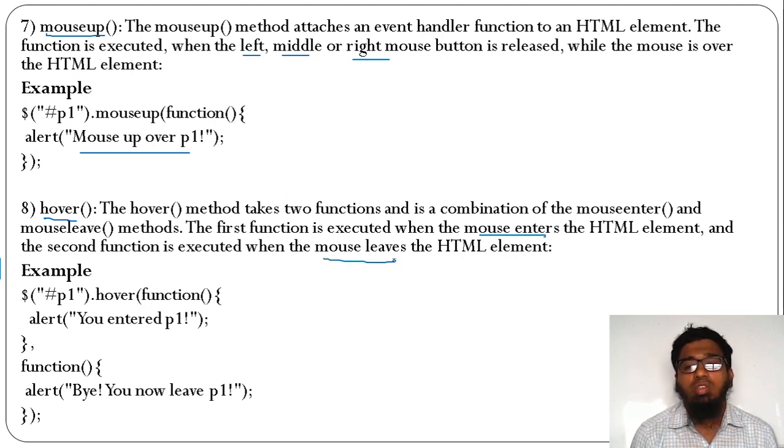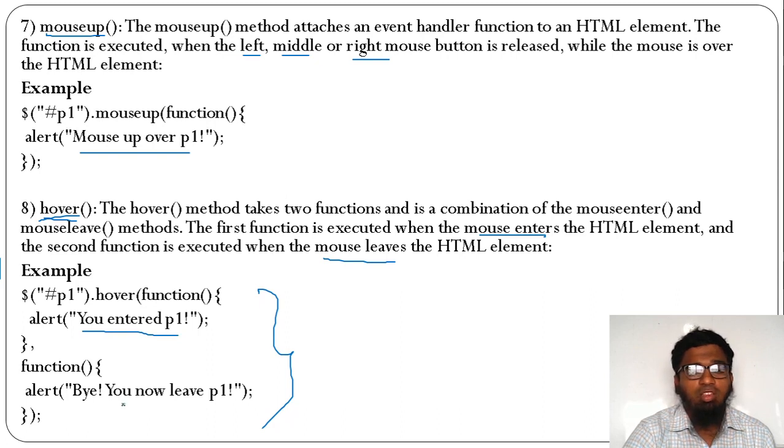In the previous one we saw mouse enter and mouse leave. So we wrote two different functions in different places. If you combine that in hover, here you need to write in a single place; you can write two functions and execute them at the same time. When you hover, it will show you entered. When you release, then it will show you bye, you now leave P1.